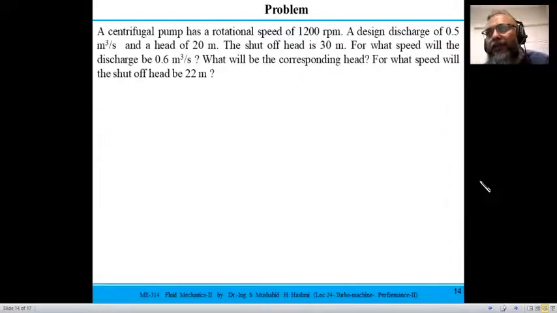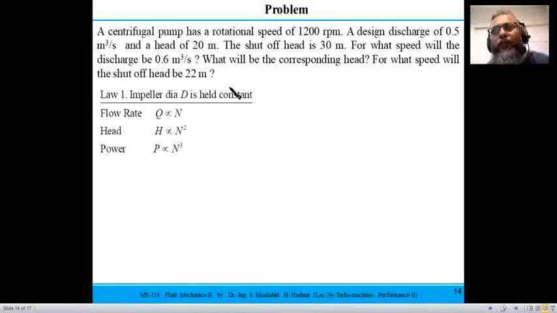If you see, for example, this problem, you have a centrifugal pump of 1200 RPM, the volume flow rate is given and the head is given. Here the shut-off head is 30 meters. Shut-off head means when your volume flow rate is 0. The question is for what speed the discharge will be this volume flow rate, or what will be the corresponding head, or at what speed the shut-off head would be 22 meters.